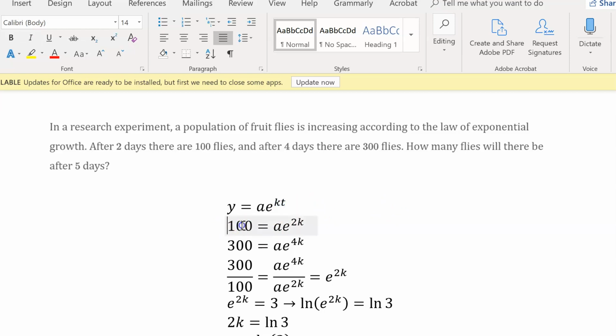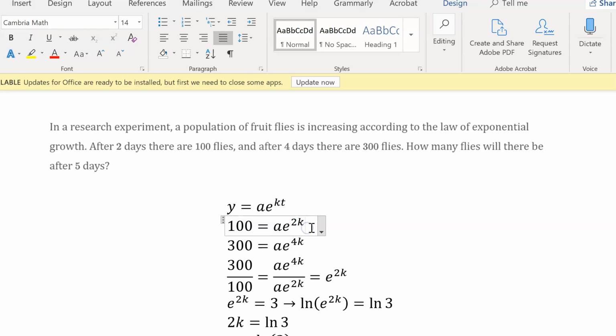So first of all, you put in the data. The first data would be what? After 2 days, 100 flies. So when y is equal to 100, t is equal to 2. So we put 2 here, and you get a times e to the 2k, and y is actually 100. So a times e to the 2k is equal to 100. That's your first equation. This is my first equation, right?